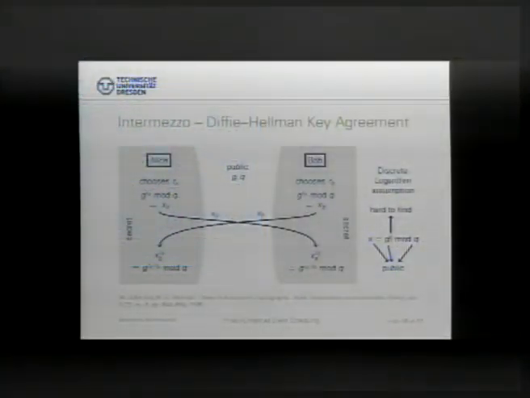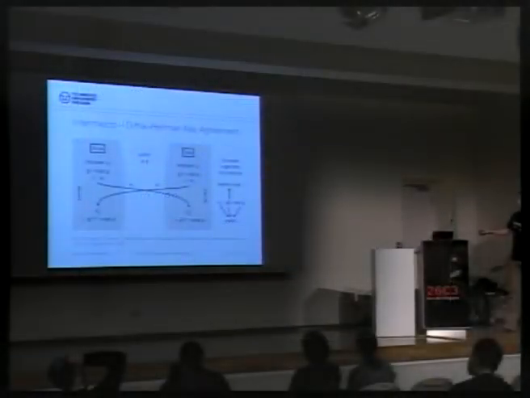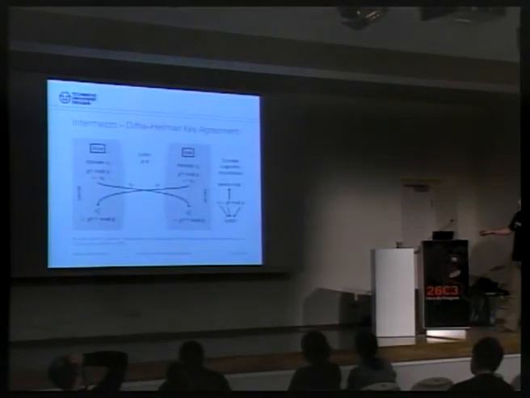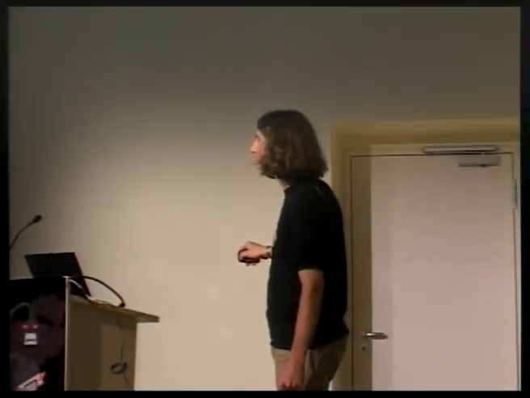And the same is on the other side, because inside this one was G to the RB, and G to the RB to the RB is the same as G to the RB times RA. So with this protocol, both calculated the same value here, which is afterwards the symmetric key.